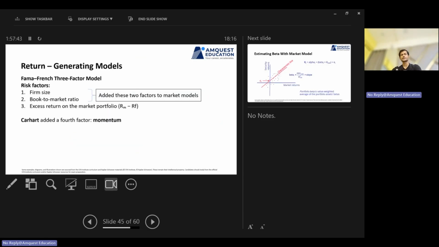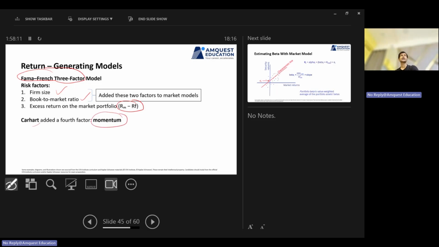So when you look at return models, you have to ensure you understand the various models. There's a Fama-French 3-factor model where they say, let's look at the different factors that effectively will determine my returns. What are the main factors? Firm size, the book to market ratio, and most importantly, what is the excess return that I'm able to make on the market portfolio, right?